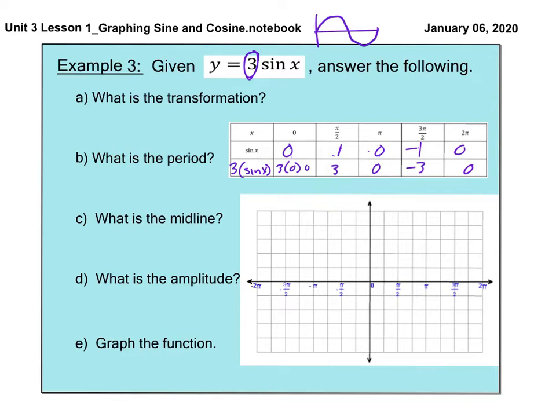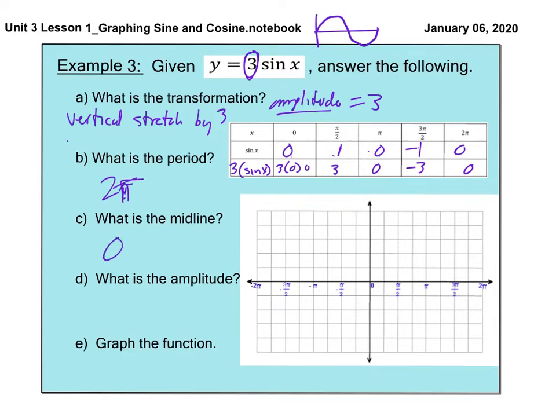This is called a vertical stretch by 3. What this is going to do is stretch it by 3. So my new amplitude is going to be 3. Nothing else changes. The period stays 2 pi. The midline is still at 0. Amplitude is now 3. You put 3 out front, so the amplitude is now going to be 3.